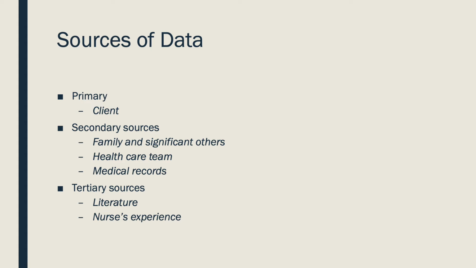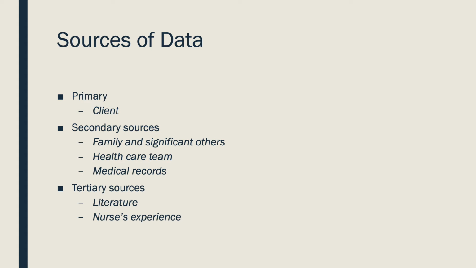And this is where secondary sources can become quite useful. And this can include asking family members or significant others, other members of your healthcare team that have maybe worked with that patient before, or going through past medical records for a patient to gather the information that you need, especially if the patient is unable to give it to you.